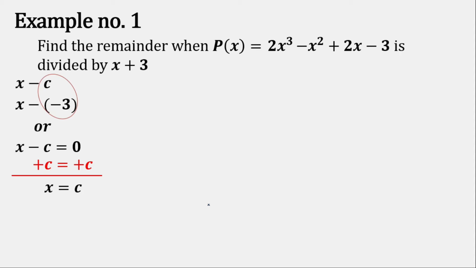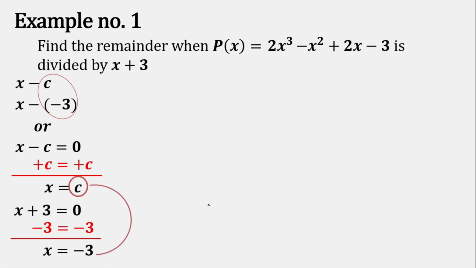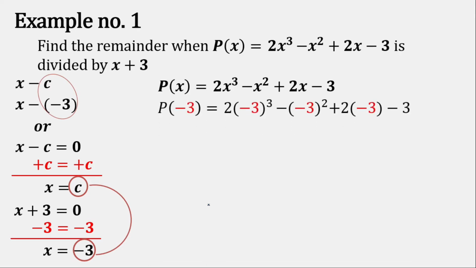Now let's equate x plus 3 to 0. Let's subtract 3 on both sides. Then we have the value of x as negative 3. So our c is negative 3. Now to check what is the remainder, all we have to do is substitute negative 3 for x. So we get p of negative 3, and that would be 2 times negative 3 cubed minus negative 3 squared plus 2 times negative 3 minus 3.